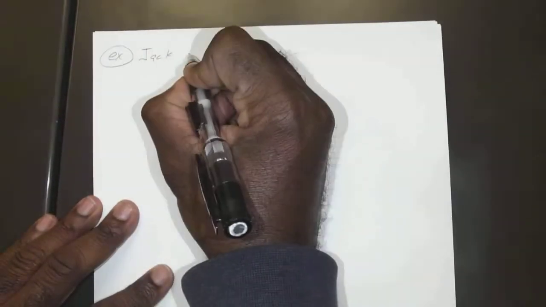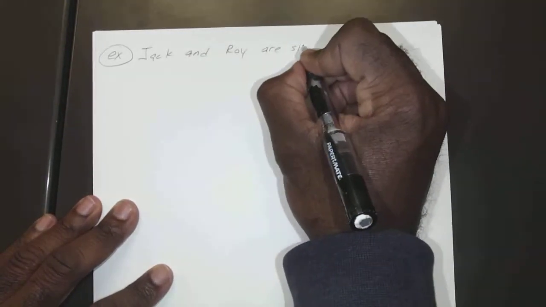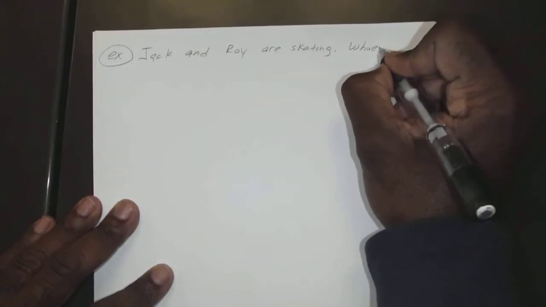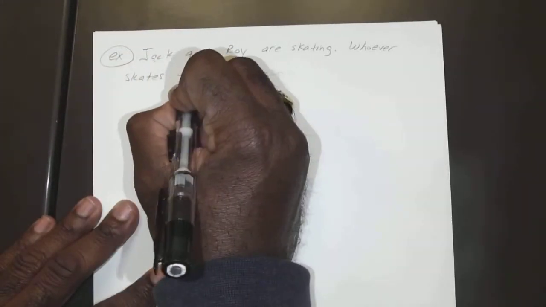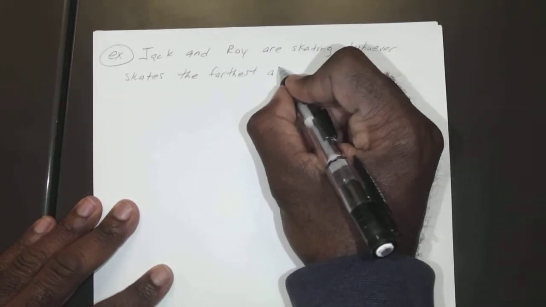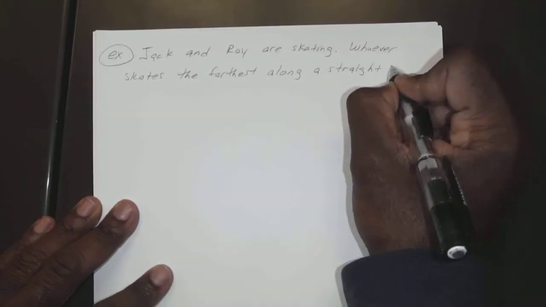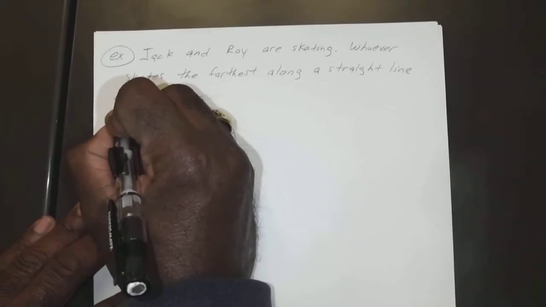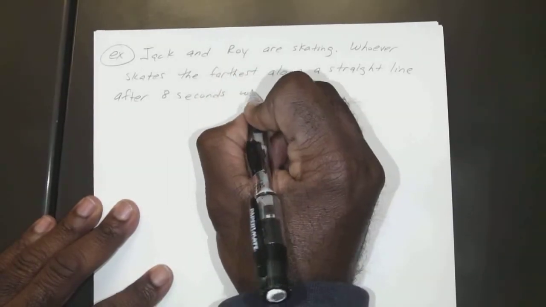Okay, so for our next example, let's say Jack and Roy are skating. Whoever skates the farthest along a straight line after 8 seconds wins.